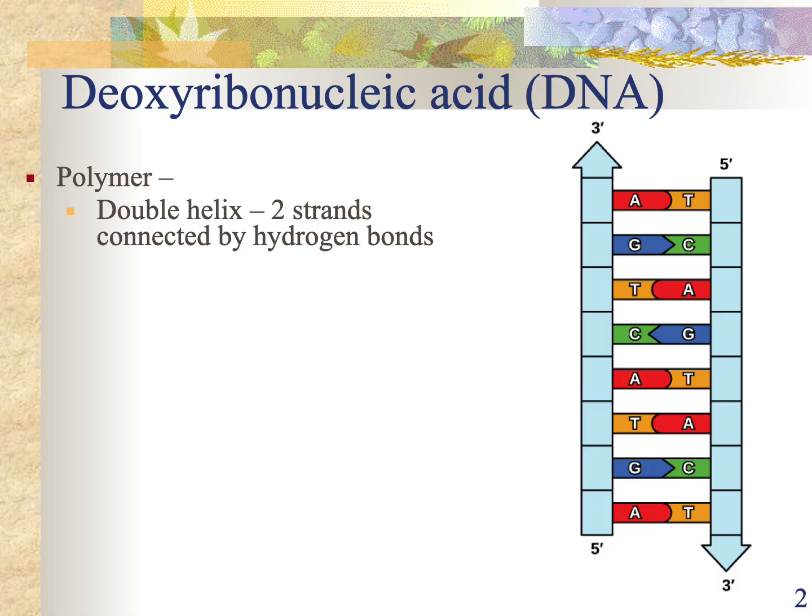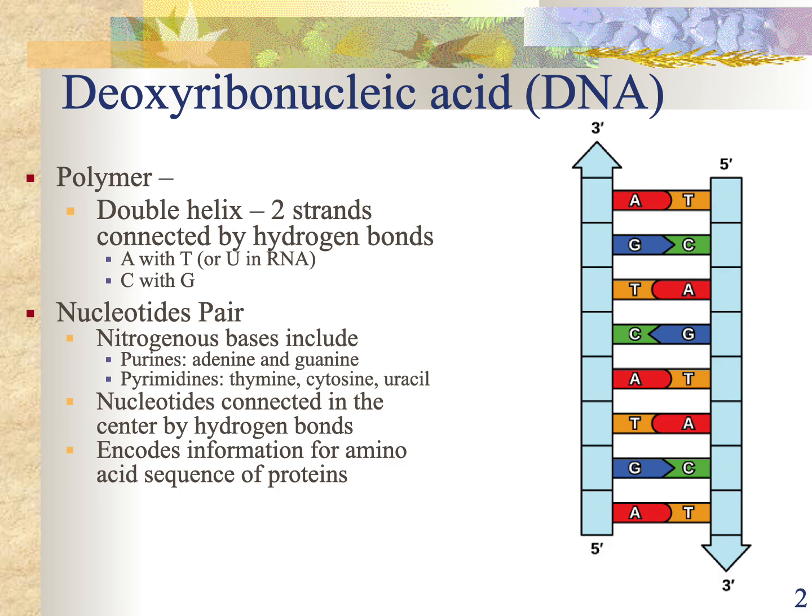The molecule is a double helix. It has two strands. The side chains are connected by covalent bonds. The two chains are connected by hydrogen bonds between the bases. The bases pair according to the rules: adenine pairs with thymine, forming two hydrogen bonds, and cytosine pairs with guanine, forming three hydrogen bonds.